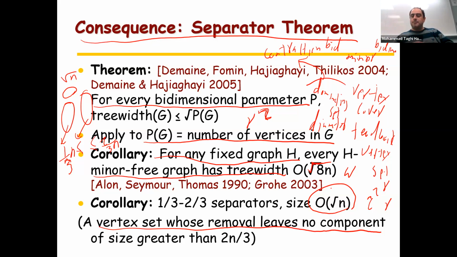What's the meaning of that? It means that if your graph has, for example, a dominating set or vertex cover of size at most k, then there is a separator of size square root of k. This is super important. Why?